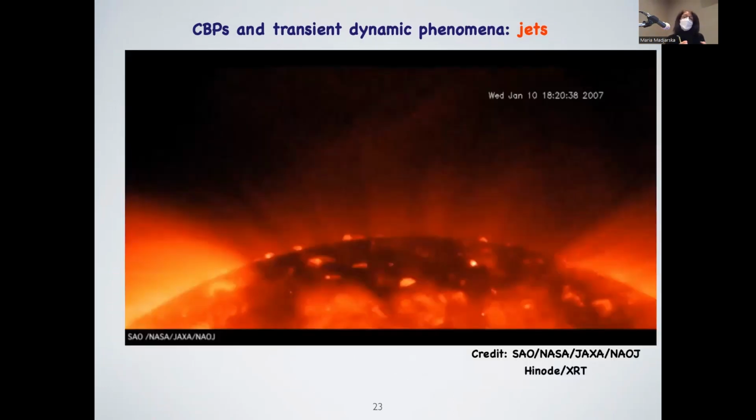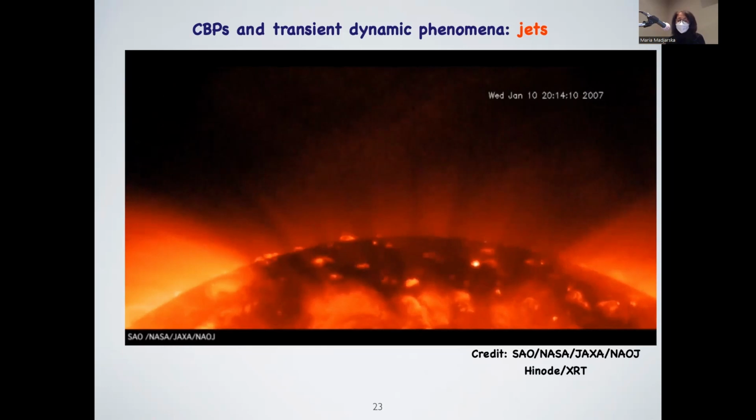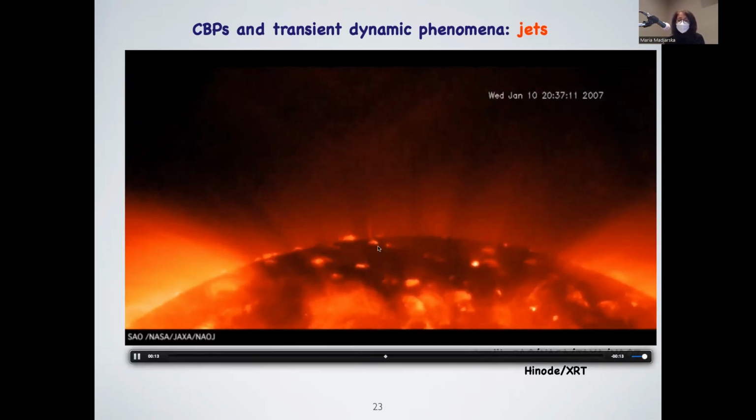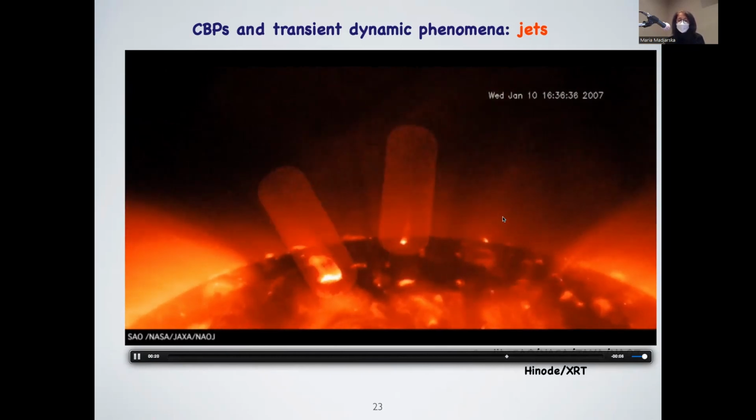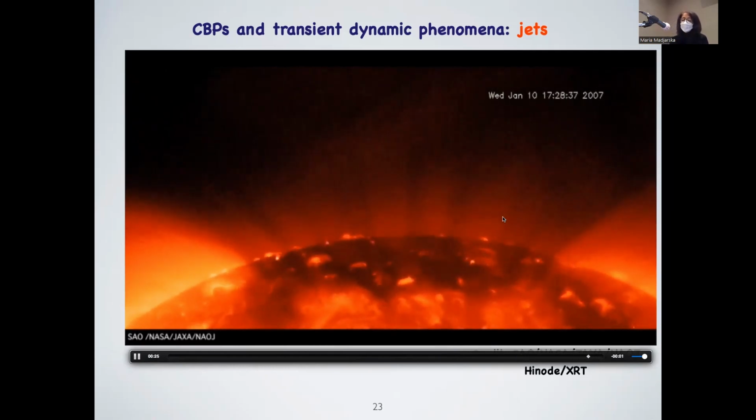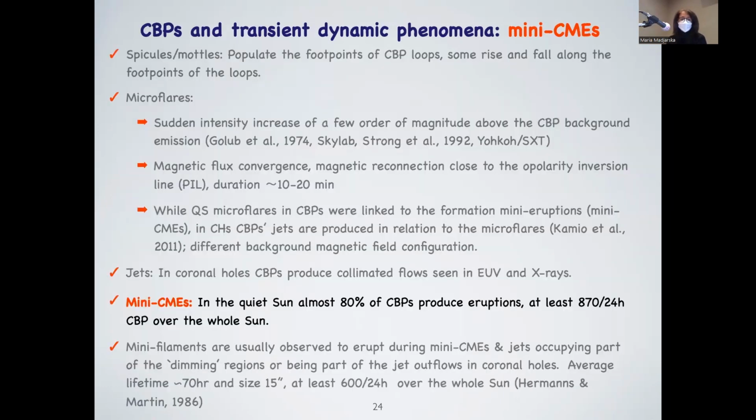Jets: bright points are known to be the host of jets, seen in UV or X-ray, so lower and higher temperatures. And this is a nice animation created by the Hinode team. These are images taken with the X-ray telescope, and you can see it's coming now, beautiful jets occurring here and here. They are highlighted now in this animation. And these jets are believed to form microstreams in the solar wind.